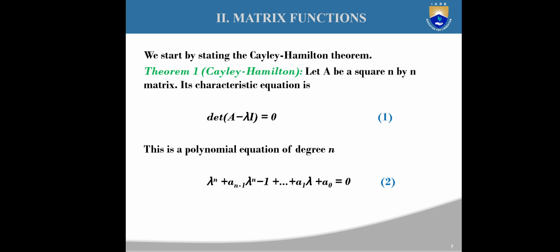So now let's move on to matrix functions. Here let's start by stating the Cayley-Hamilton theorem. Theorem 1. Cayley-Hamilton. Let A be a square n by n matrix. Its characteristic equation is det(A minus lambda I) equals 0. This is a polynomial equation of degree n: lambda^n plus a_{n-1} lambda^{n-1} plus and so on up to a_1 lambda plus a_0 equals 0.